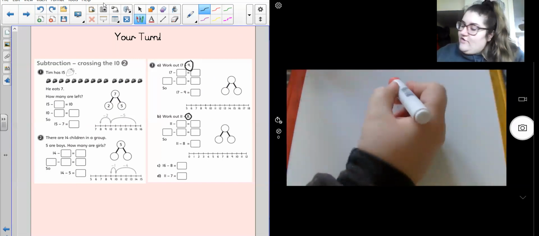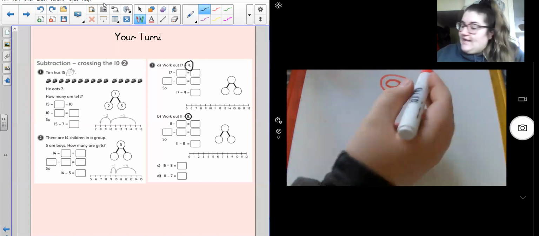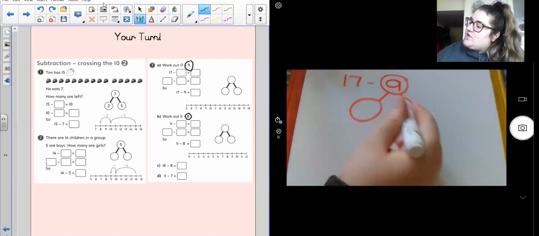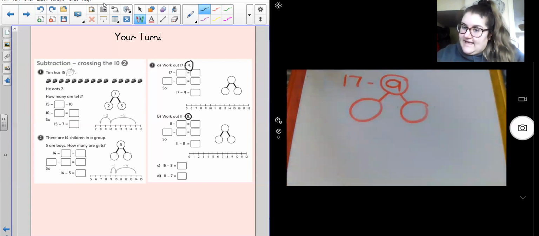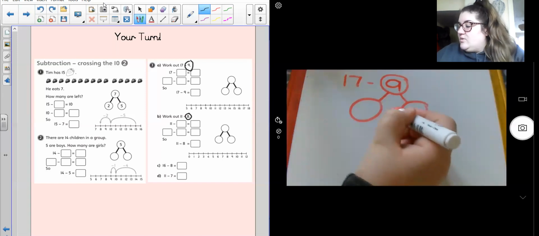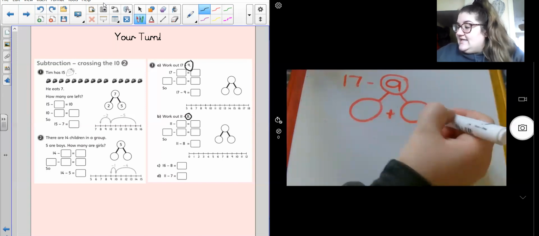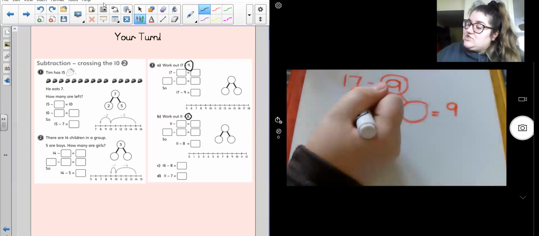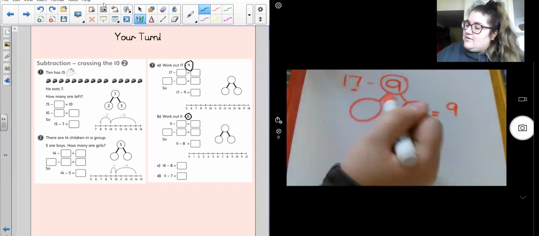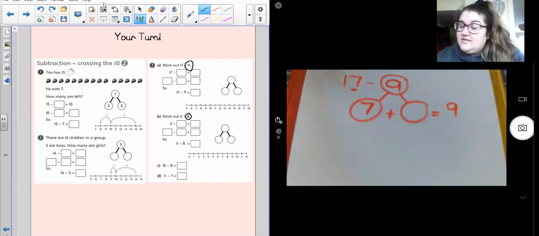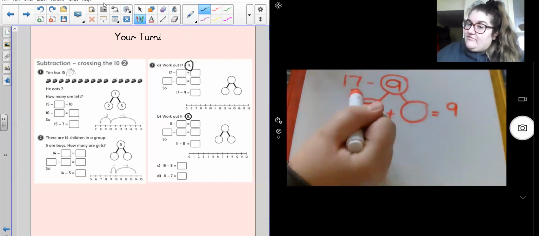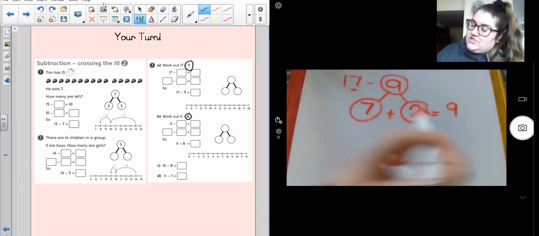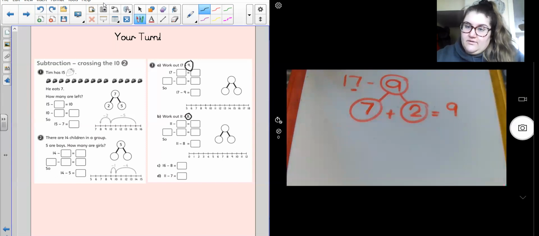So for example, we've got 17 and we're taking away 9. Now I'm not just going to put any random numbers in there, because for a start, I know that whatever numbers I do put in there need to add together to make 9. And in order for me to bridge through 10 successfully, I'm going to need to break it into 7, because that's how many I would need to take away from the whole to get to 10, and some more. And I know that 7 add 2 more is 9.